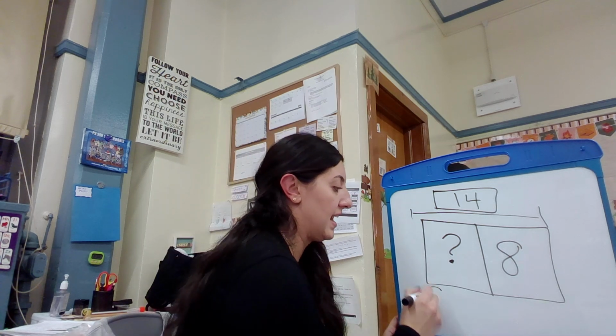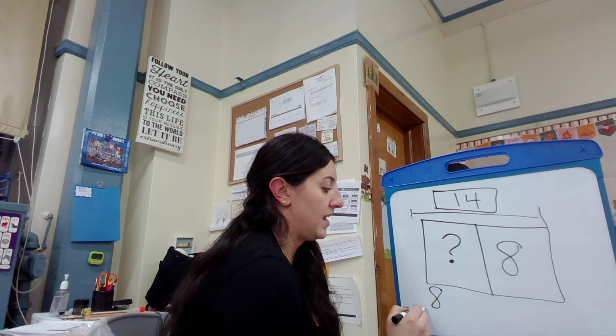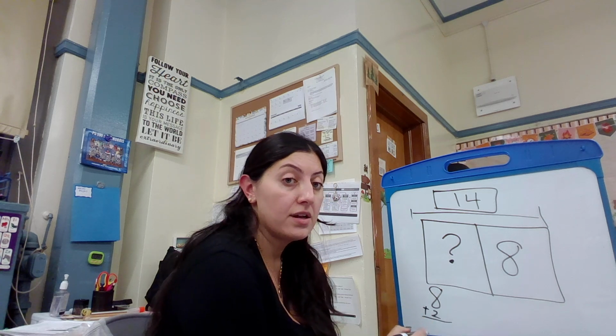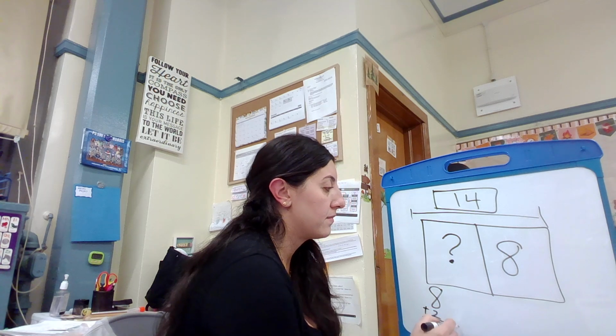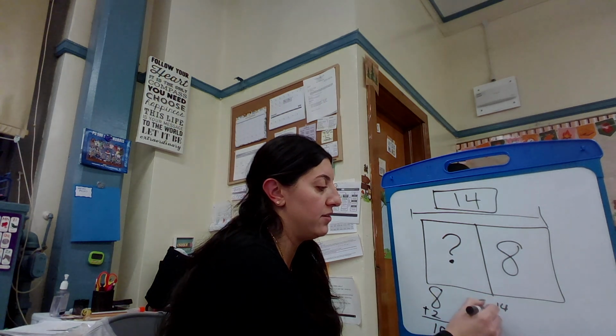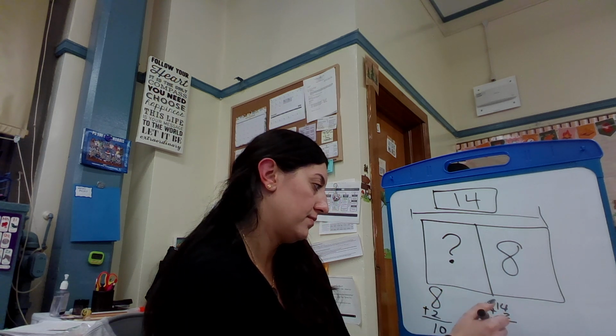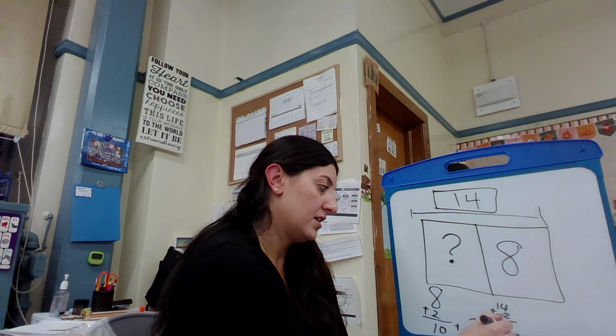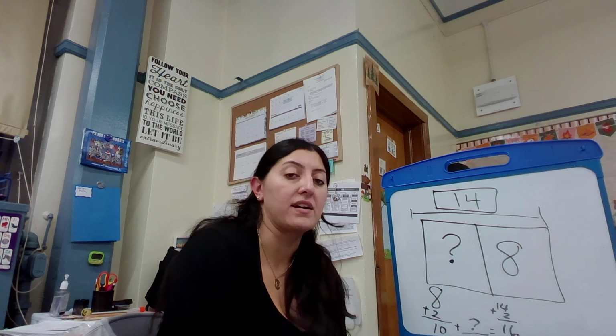If I wanted to use compensation to solve this problem, I could take 8 and I'm going to add 2 to this number because I want a 10 to make it easier to add mentally. So that brings me to 10 plus blank, which is the question mark. And now I have to add the 2 to the 14.